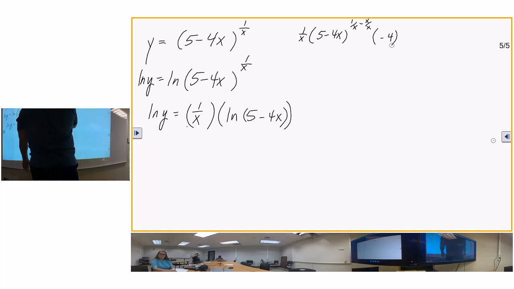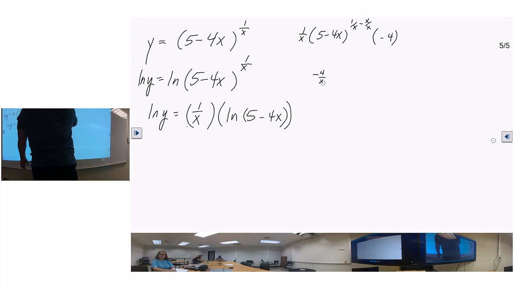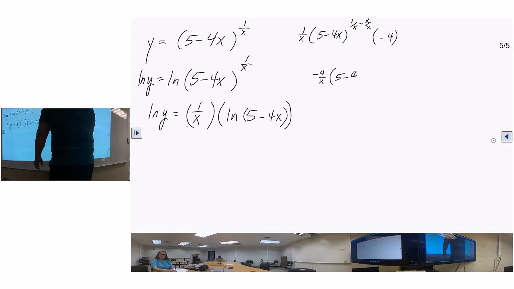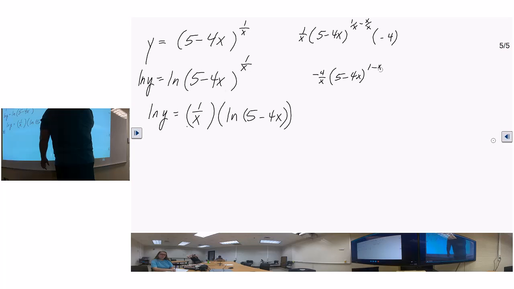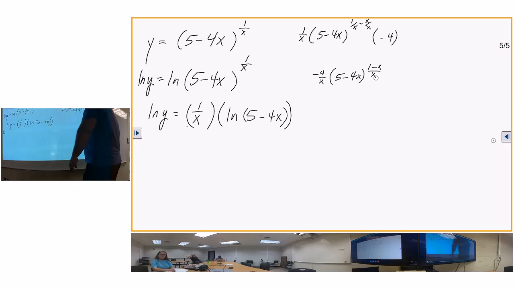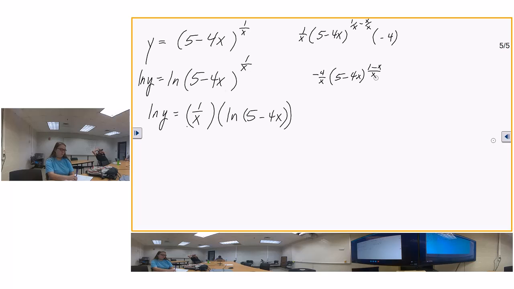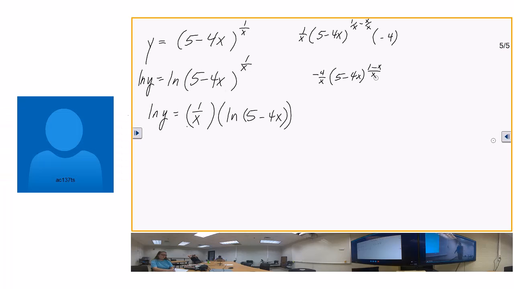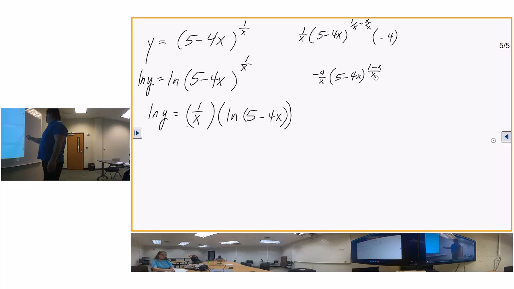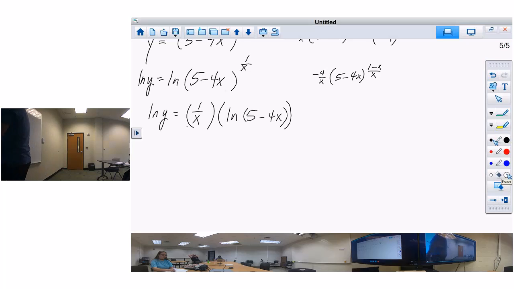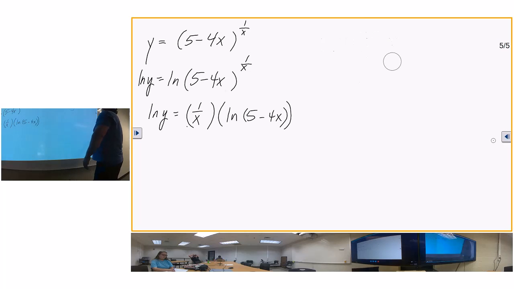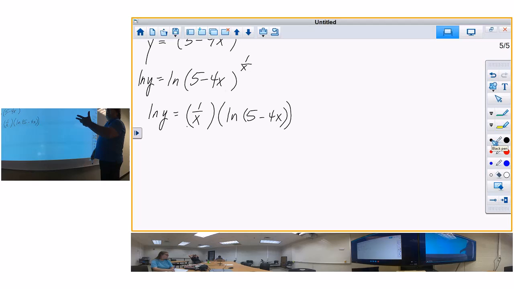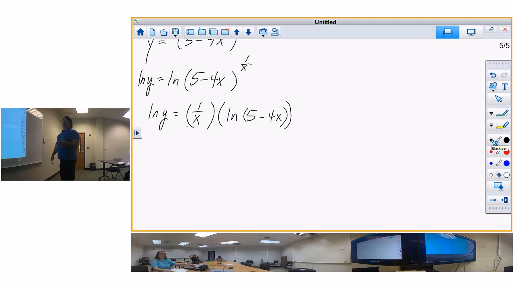So that's going to be negative 4 over x times 5 minus 4x to the 1 minus x over x. And that's not really going to help you very much, but that's what you'd get if you did it by the chain rule. It's just not feasible to do that. It's easier just to make the chain rule into a product rule.